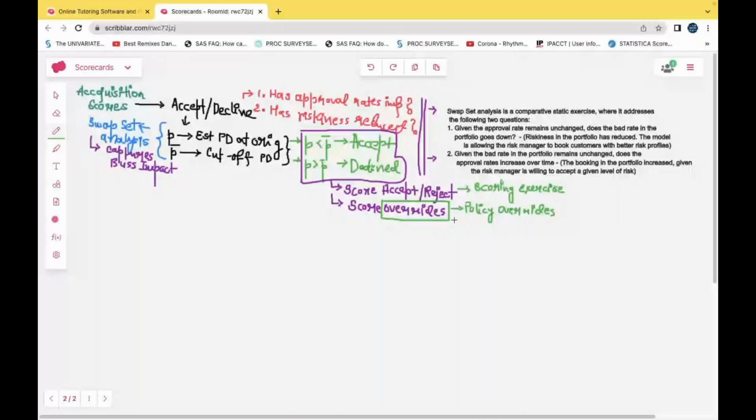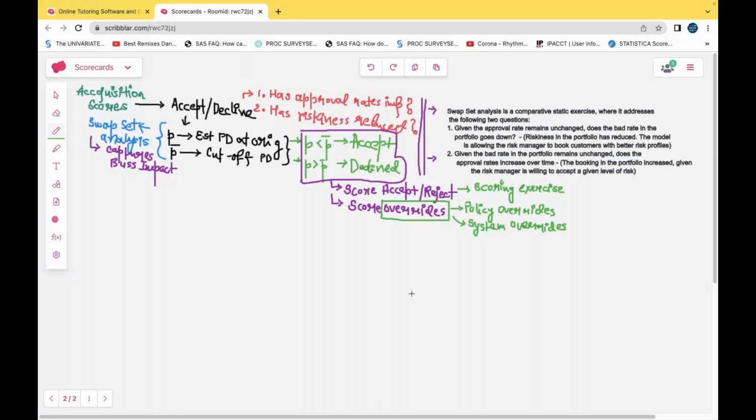The second is your system overrides, where the system, because of certain characteristics in the portfolio, automatically overrides the decision from an accept to a reject or a reject to an accept, right? So it works like that.